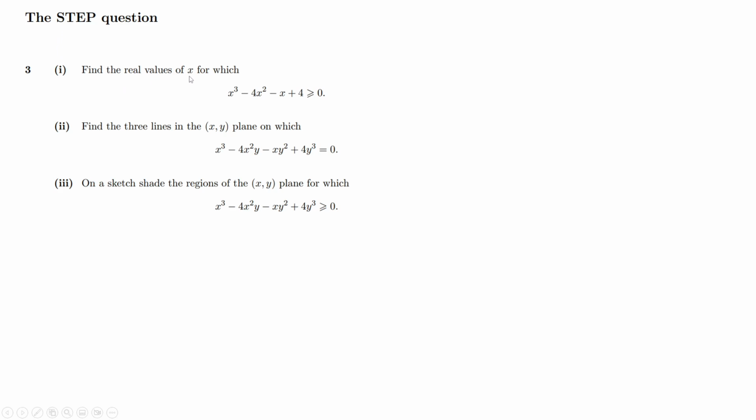This is the step question. The last questions were preparations and warm-up. Find the real values of x for which this is greater than or equal to 0. Just plug in some random values. Try x equals 0, x equals 1, x equals minus 1. Just solutions that are very simple to quickly check. Once you plug in x equals minus 1, you realize that it is a solution because it will evaluate to 0, which means that x plus 1 is a factor, and so we can just multiply it by some polynomial to get this back.